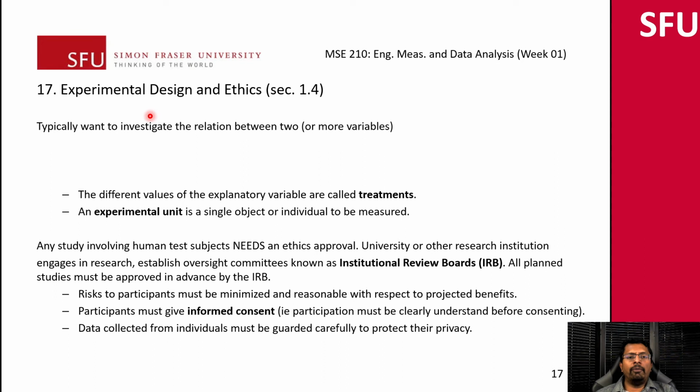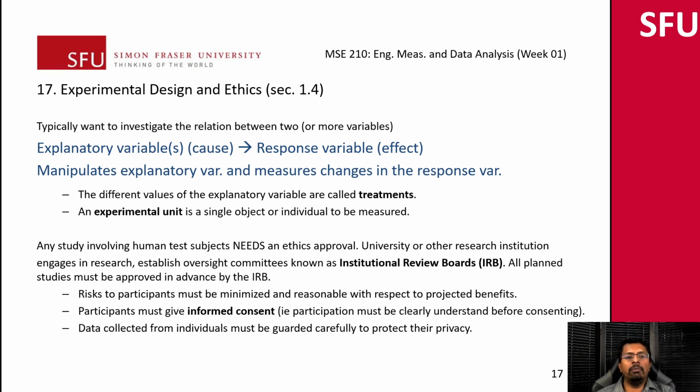Typically with our experiments, we want to find the relation between two or more variables. So we typically have a variable known as the explanatory variable, which is the cause, and then we have a response variable, which is the effect. Then we can manipulate the experimental variables and measure the change in the response. An example would be changing the number of hours you study; that would be an explanatory variable, or a cause that you can actually change. Then you look at the effect on your score in the final exam, which is the response.